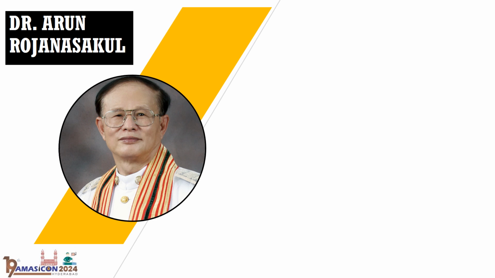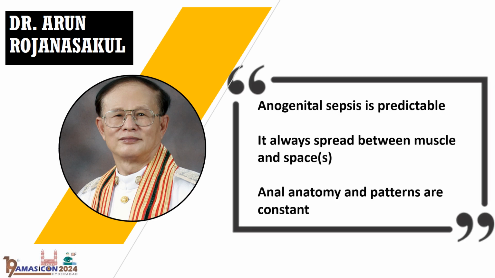All the talk revolves around these three statements of Dr. Rajna Sukal. Anogenital sepsis is predictable. It's not rocket science. We can predict any anogenital sepsis. It always spreads between the muscles and into the spaces, unless it is iatrogenic. Anal anatomy and patterns are constant. We have to understand the modern anal anatomy better.